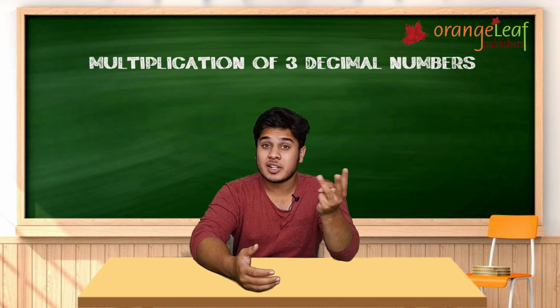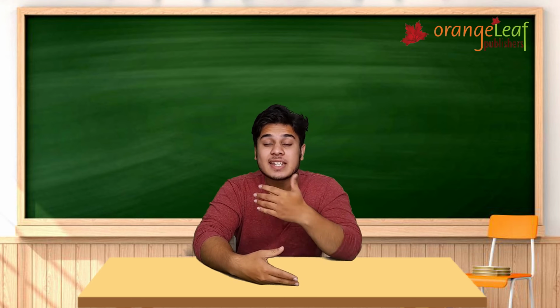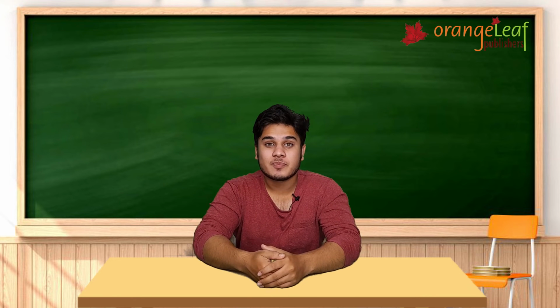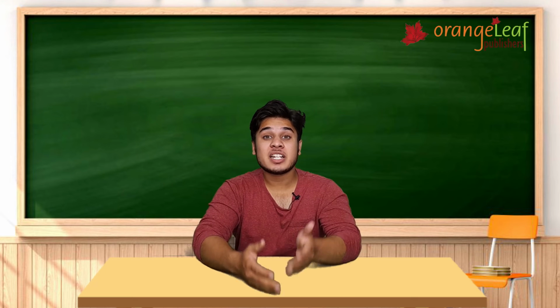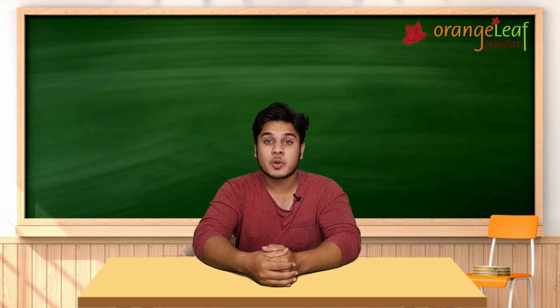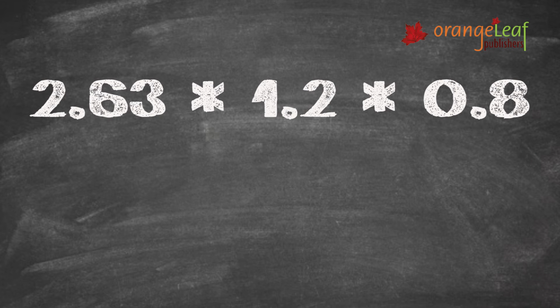Multiplication of 3 decimal numbers. We multiply 3 decimal numbers in the same way that we multiply 3 whole numbers. We first multiply 2 decimal numbers and then multiply the third decimal number with the product of the first 2. Let me show you with an example. Let's find the product of 2.63 into 1.2 into 0.8.